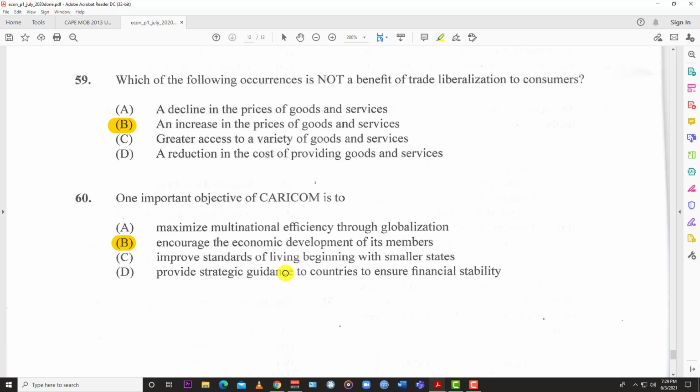So that's it for the June-July 2020 economics, the COVID year economics paper 1. That's the end of that.